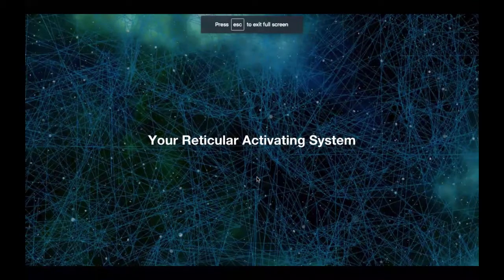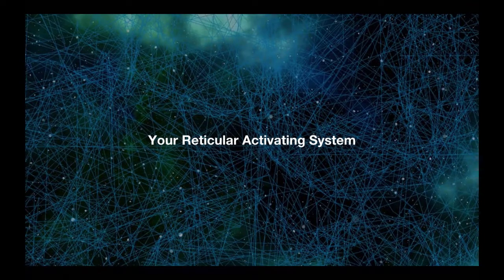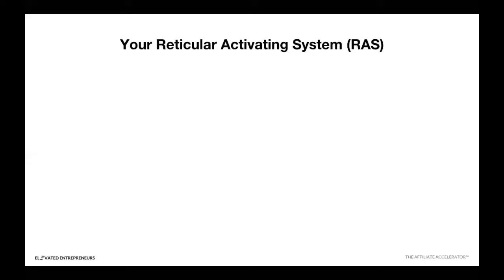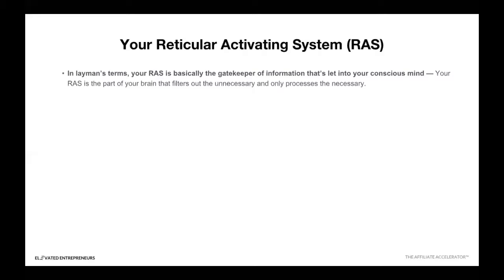So next, we're going to talk about your reticular activating system. At this point, you've already figured out, okay, this is where these people are probably hanging out. You've got the sheet filled out. But first, we need to cover the reticular activating system because this is super important. In layman's terms, we'll call it the RAS. The RAS is basically the gatekeeper of information that's let into your conscious mind. All right? So let's really understand that.